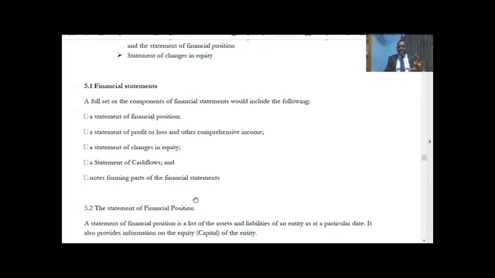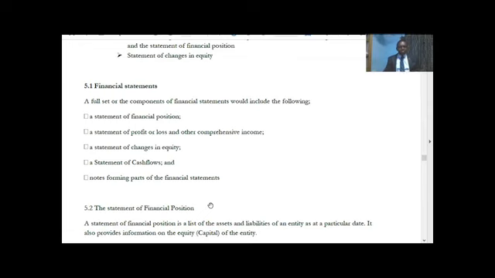So we have 5 components of a financial statement, and that comprises the statement of financial position, which is formerly known as the balance sheet. Then we have the statement of profit or loss and other comprehensive income, which we usually refer to as profit or loss. Then we have the statement of changes in equity. Okay. Then we have the statement of cash flows and notes forming part of the financial statements. Good. Don't worry. We will look at this in detail when we get to the conceptual framework.